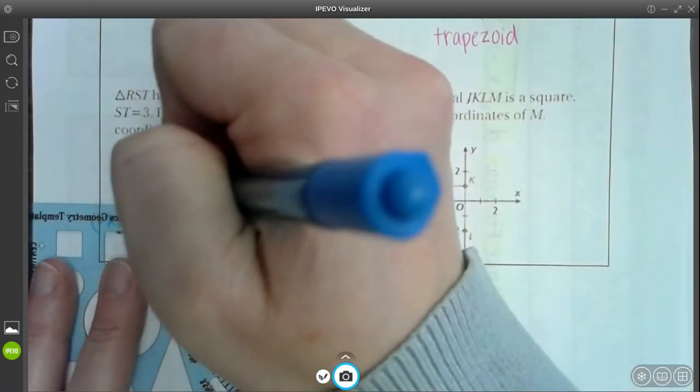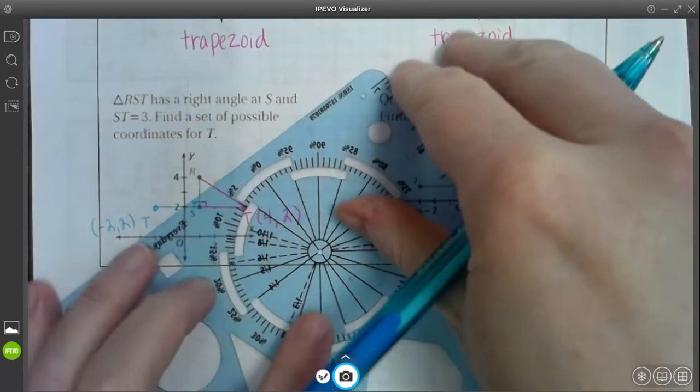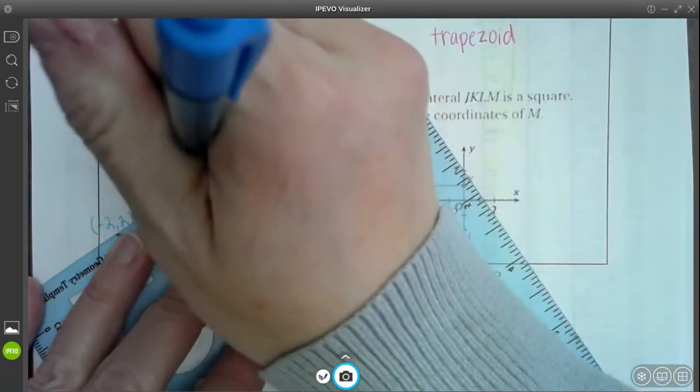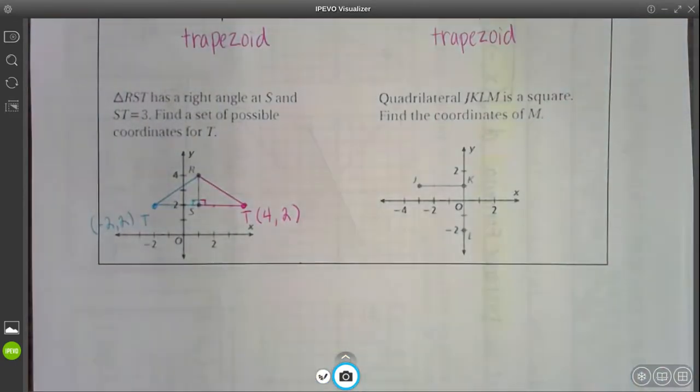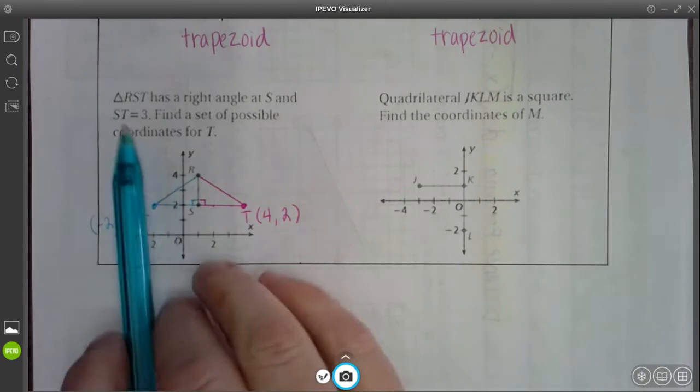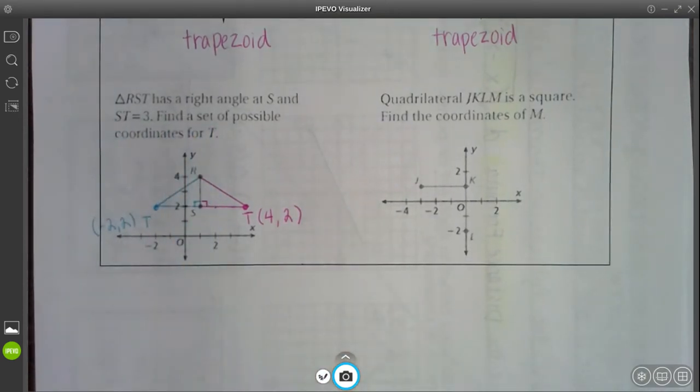Now, when you give your answers, all you need to give is one for a problem like this. You don't have to give both possible solutions because it just says find a set of possible coordinates for T.